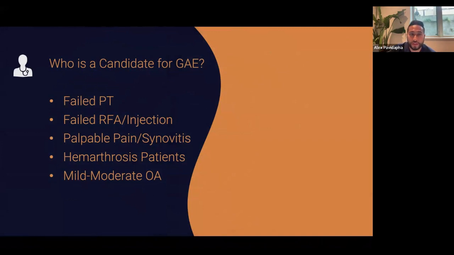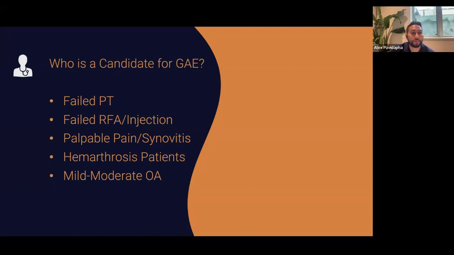So who's a candidate for this procedure, GAE or genicular artery embolization? It's going to be patients who failed physical therapy, patients who've had joint injection in the past or an ablation in the past, that it isn't working as much as it was before. Patients with blood in their knee or hemarthrosis, mild to moderate osteoarthritis. So severe osteoarthritis where it's bone on bone, it may not help as much. So those patients we may advise that maybe you should go for your total knee. But patients who can't undergo surgery, we still may treat.